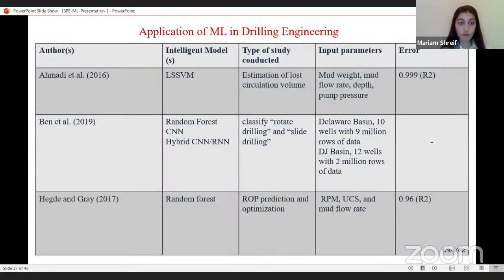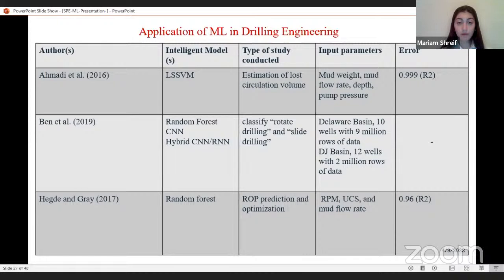So Ahmadi et al. used the least square support vector machine in order to estimate the loss circulation volume using the mud weight, the mud flow rate, the depth, and the pump pressure as input parameters. Another study used the random forest in order to predict the rate of penetration using the rotation per minute, the ultimate compressive strength, and the mud flow rate as input parameters for the model.